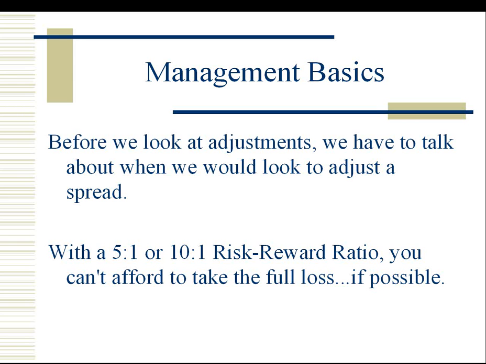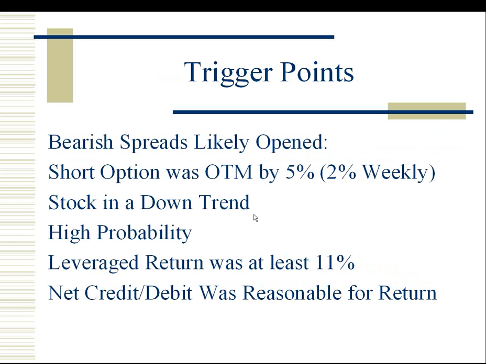We can't allow, for example, the stock to drop below both strike prices in our bull put credit spread or move above both strike prices in our bear call. When we take the full loss in that position, we've just wiped out maybe 10 to 12 previous trades, and that's going to be very hard to get back from over time.